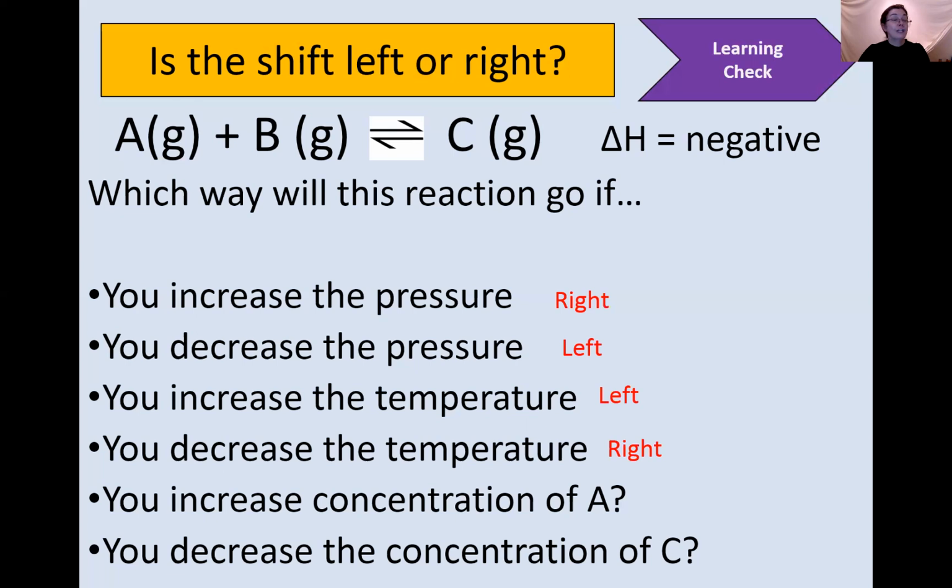If you increase the concentration of A, the system wants to get rid of it, so it is going to make more product. So it's going to shift to the right. And if you decrease the concentration of C, so you're taking the product out, the system's going to want to make more product, so it'll shift the equilibrium to the right. Okay, check your answers through. Make sure you understand why they are what they are, and then let's carry on.